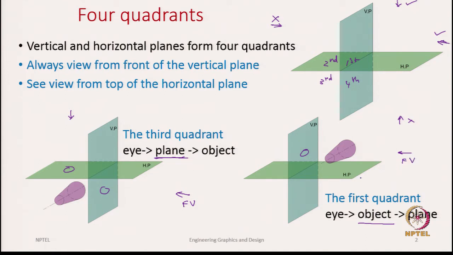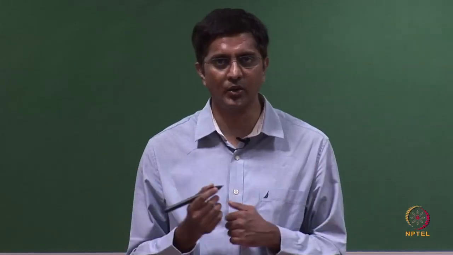Now, what about the top view? If we look at the top view, again the second rule says that to capture the top view, you should be looking from above the horizontal plane. Here is the observer, we have the object and the horizontal plane as the projection plane. Then we notice that again the object is in the middle and the observer and the projection plane are at the two extremes.